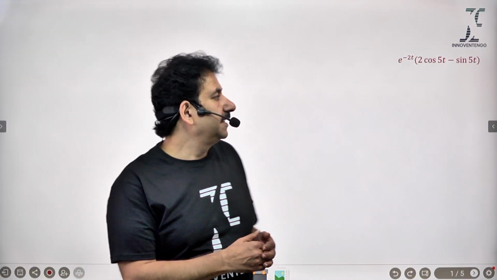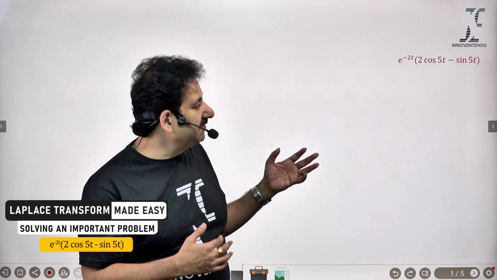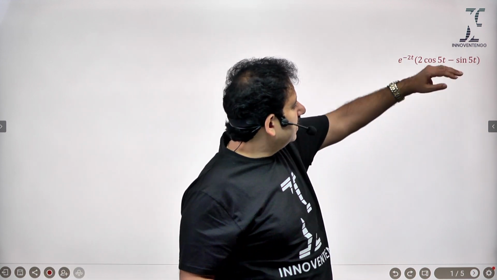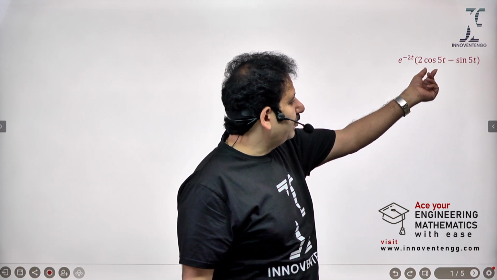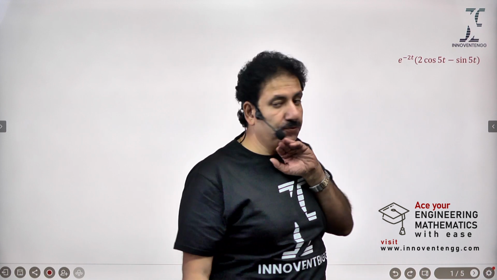Now this is a typical problem which is very easy to solve, and by now you would have guessed that the frequency shifting has to be applied because you have a cos function, a sine function which is being multiplied by e power minus 2t.